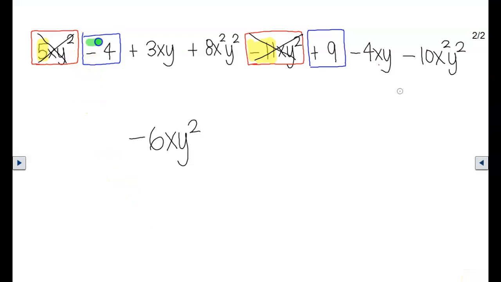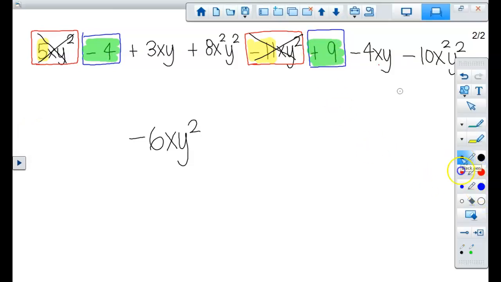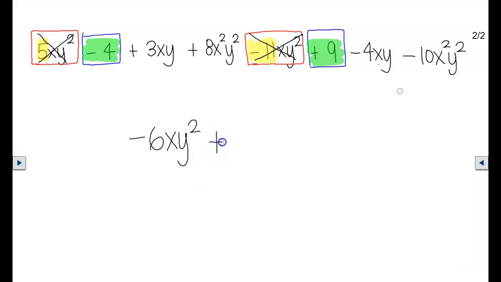So to combine them, let's work with the numbers. We're going to do a -4 plus 9. Now if I do a -4 plus 9, I get a +5. So I want to write +5 on my paper.